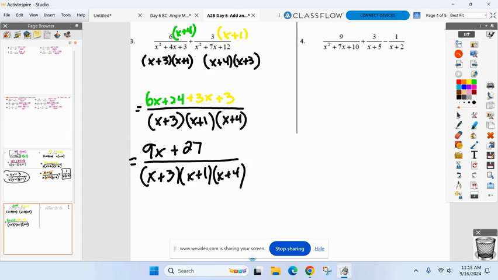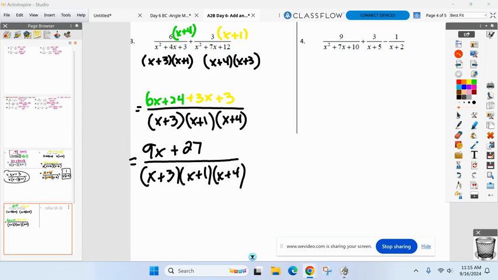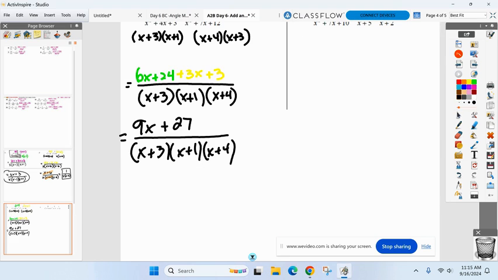Box it in. GCF, yep. Of what? 9. 9, 3? 9. Greatest common factor. 3 does work, but it's not going to go all the way there for me. A 9. And what are you left with? Oh, and then you can cross out the x plus 3.